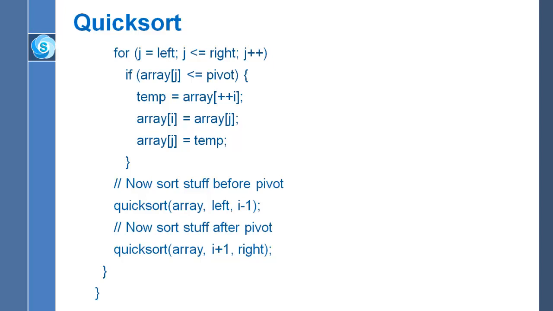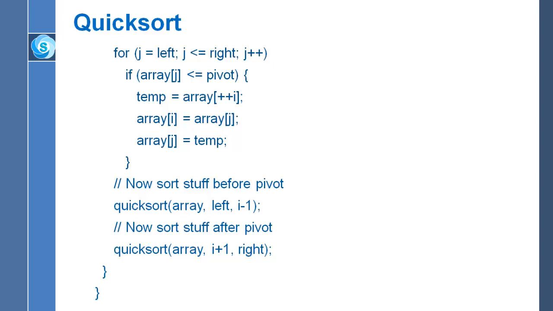If the entry at position J is less than or equal to the pivot, then we want to increment I, basically advancing the red pointer. Okay, we increment I, advance the red pointer, and after that we swap what's in position I with what's in position J.